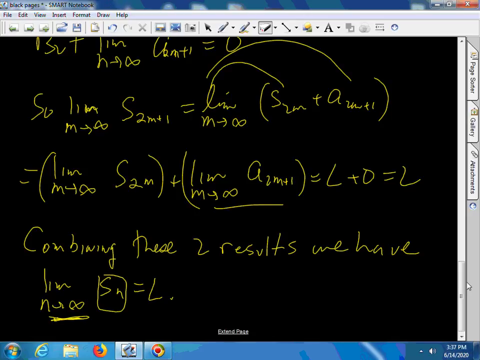Be careful. You need to show this for both cases, n is even, n is odd.